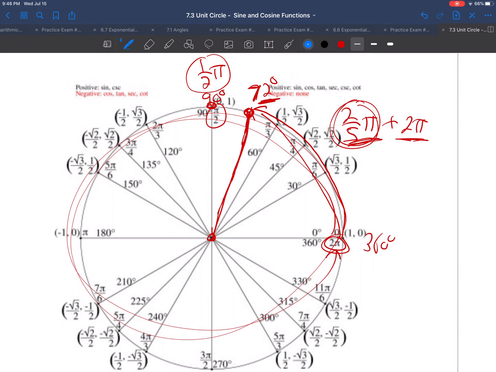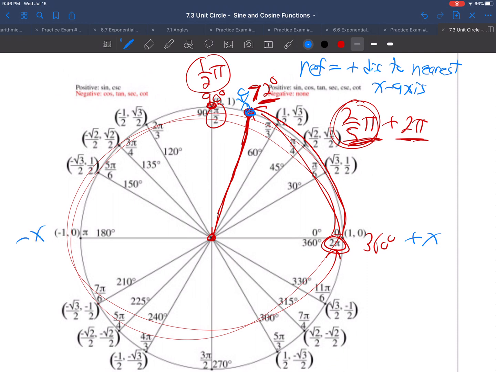Now, what's the reference angle? Here you are, you're standing right here, and the reference angle is the positive distance to, remember, the nearest x-axis. What do I mean by nearest? Well, there's two sides to the x-axis. There's the positive x-axis and the negative.